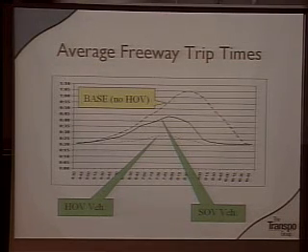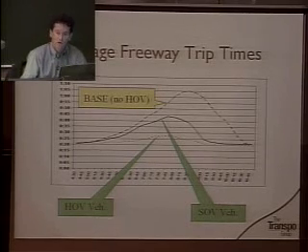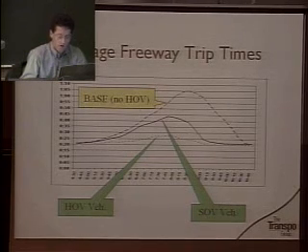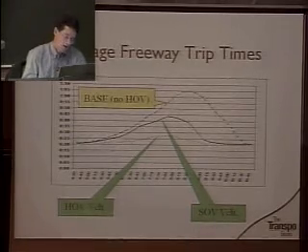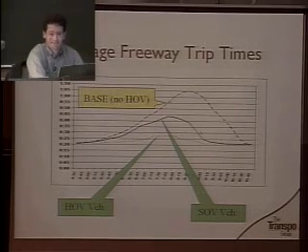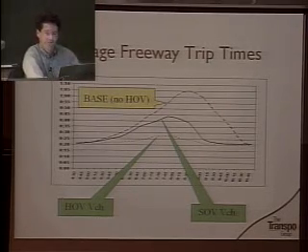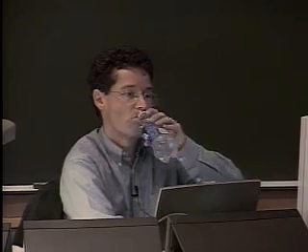So what you can see is that everybody benefits from the introduction of the HOV lane, whether or not you're actually using it. The HOV vehicles that are eligible and that are using the HOV lane benefit the most. But even the single occupancy vehicles that are using the other lanes also benefit from the creation of the HOV lane. Questions?